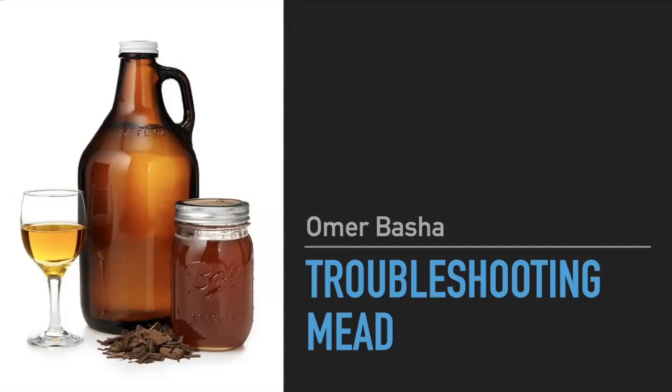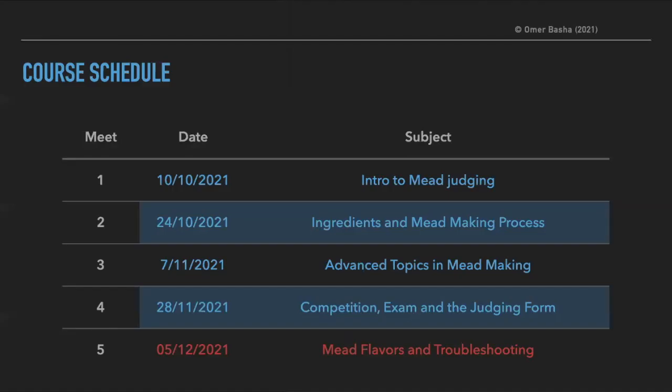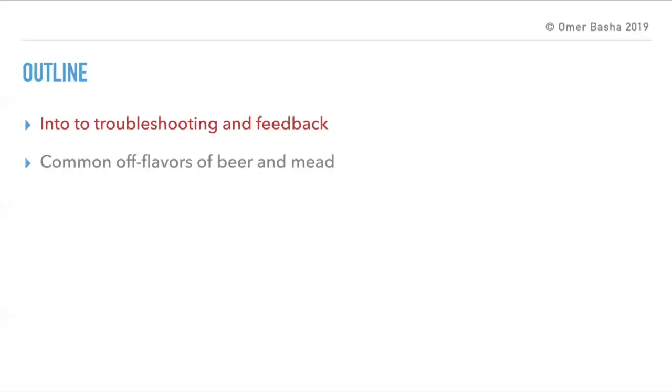In this last meeting of the course, we will talk about troubleshooting mead. We will go through all flavors of mead, and we'll see their causes and how to control them. As you can see, this is the last meeting of our mead evaluation course. Without further ado, this is the outline of today's presentation. We'll first remember about troubleshooting and feedback, what we're supposed to do, and then we'll go through all of the common off flavors of mead.